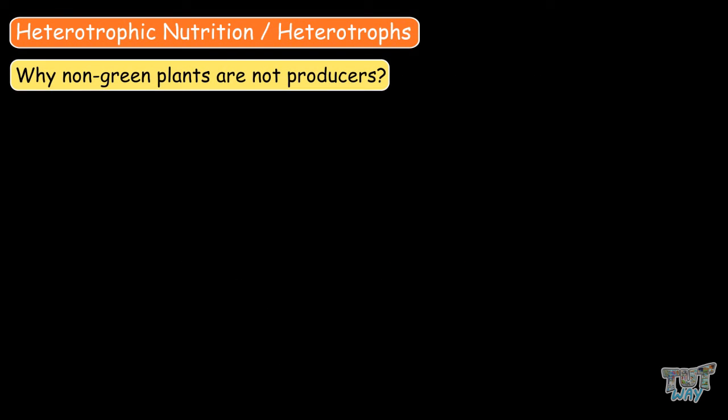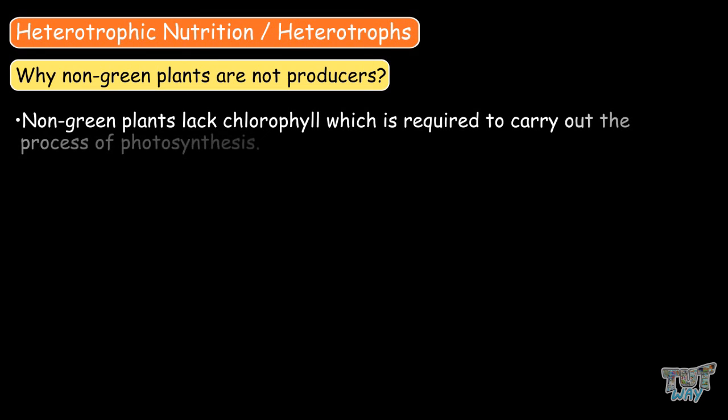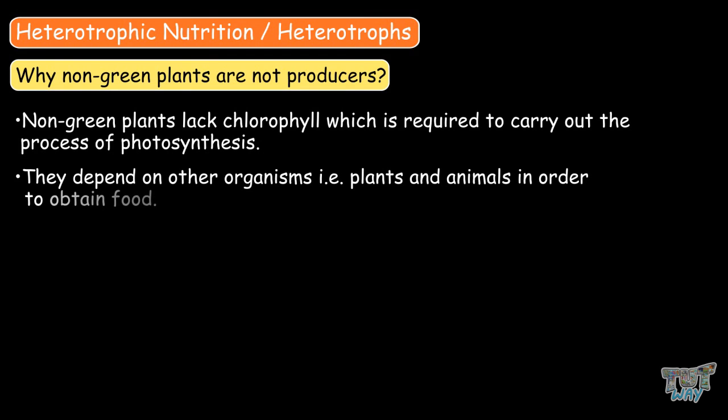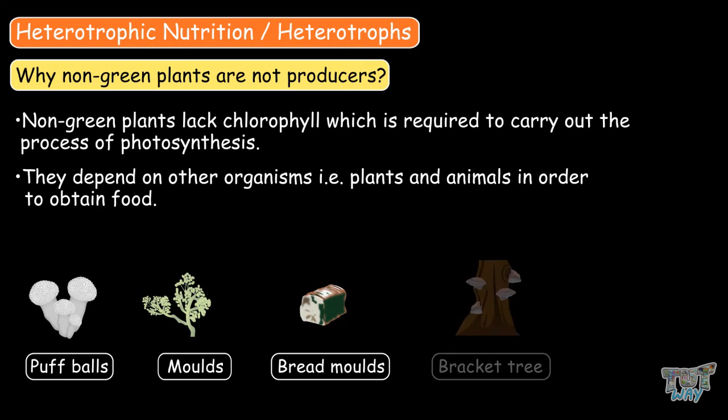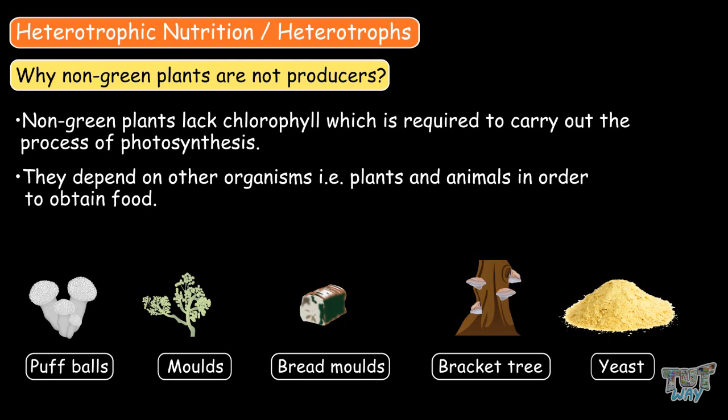Let's learn about non-green plants and why they are not producers and are heterotrophs. The non-green plants lack chlorophyll, which is required to carry out the process of photosynthesis. Therefore, they depend on other organisms, as in plants and animals, in order to obtain food. For example, puffball, molds, bread molds, bracket fungi, and yeast. They also have heterotrophic modes of nutrition.